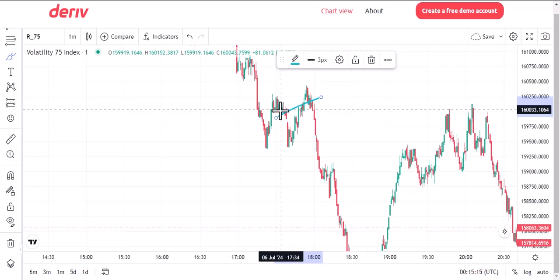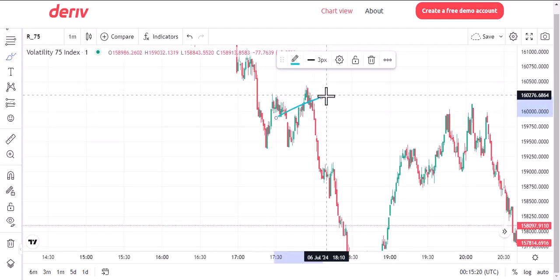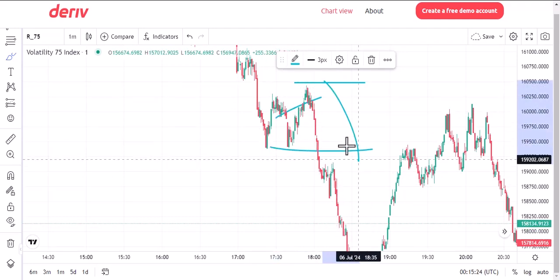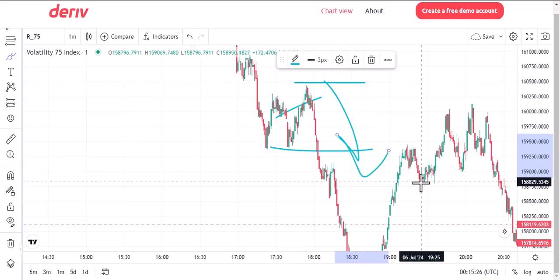So this is what I wanted to show you. So after you enter your trade there, your stop loss goes above the structure, your take profit goes there. If you know how to play with your lots, you know this is a very good opportunity for you to make a lot of money.